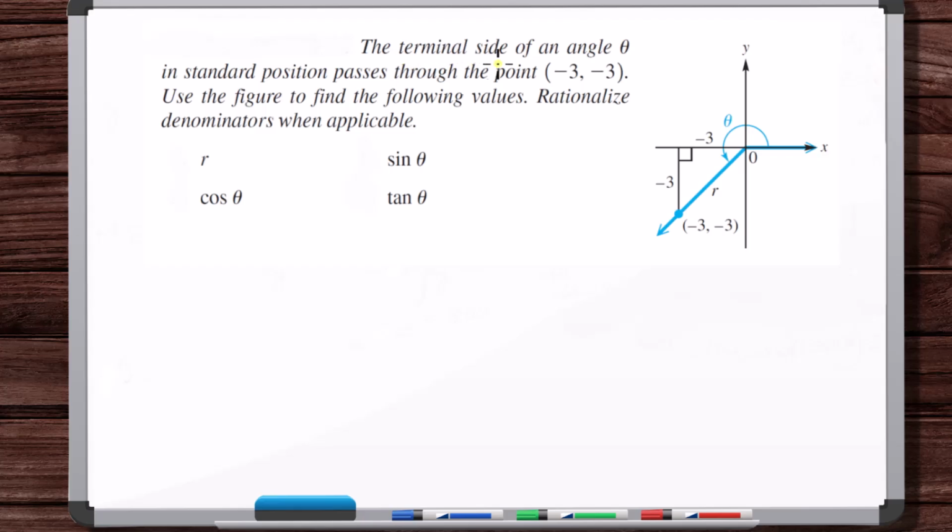Okay, the terminal side of an angle theta in standard position passes through the point -3, 3. Use the figure to find the following values. Rationalize denominators when applicable. All right, so we're working with the absolute general definition of trig functions. That's why we're not working with the unit circle yet.